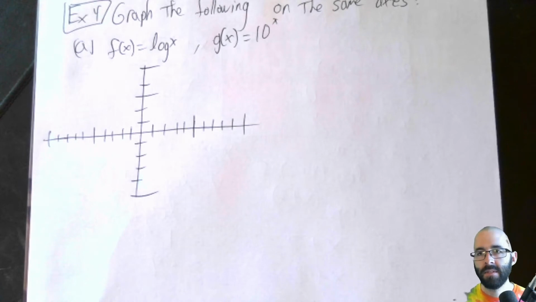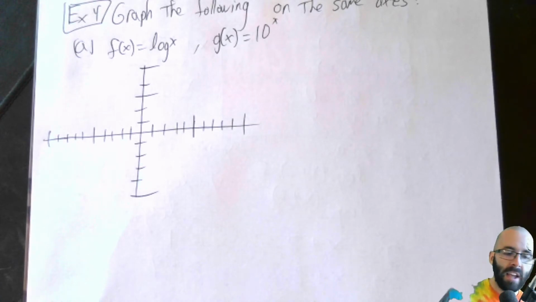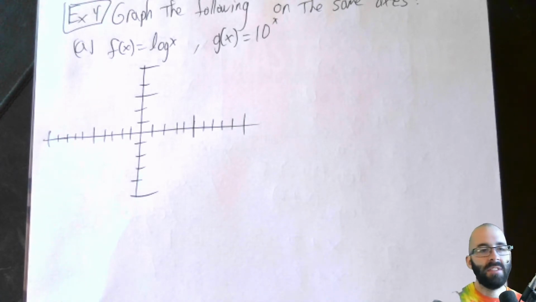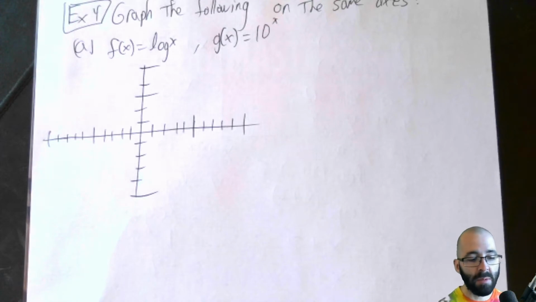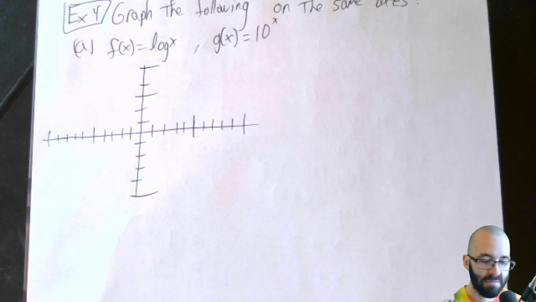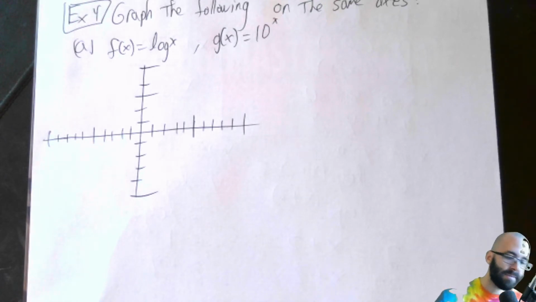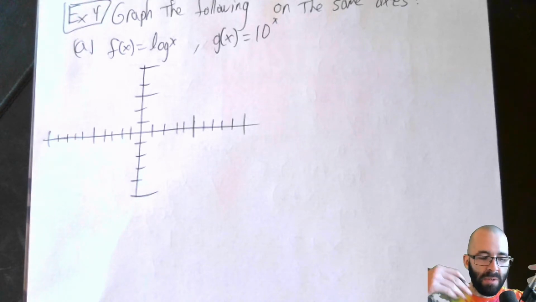We can make a table. If you're ever uncertain, if you're ever lost on a graphing problem, make a table and just plug some stuff in. Especially here, we have the common log. You can plug things into your calculator, totally all right. But we're going to logic our way through this.